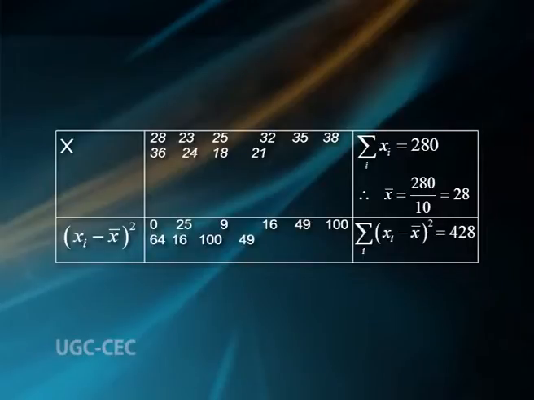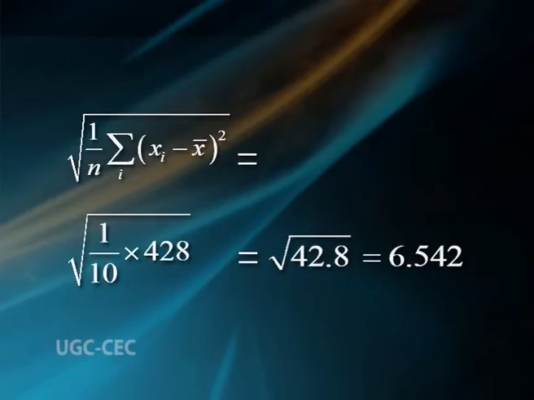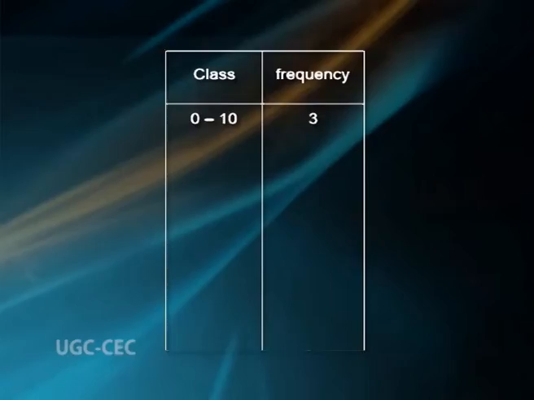Therefore, summation over i (xi minus x bar) whole square equal to 428. Hence, the standard deviation equals square root of 1 by n sigma over i (xi minus x bar) whole square, equal to square root of 1 by 10 into 428, that is equal to square root of 42.8, that is 6.542.